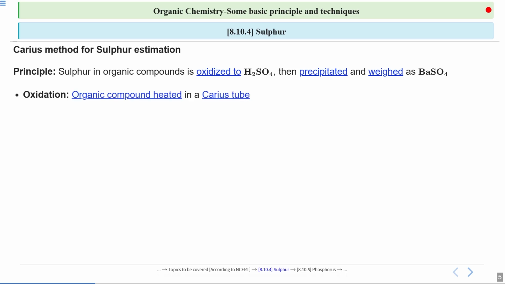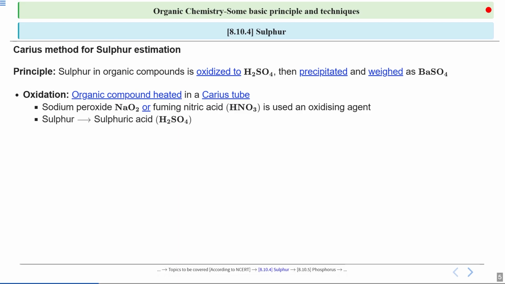Moving on to the oxidation step, the organic compound is heated in a Carius tube. This is a special type of glass tube used to safely conduct reactions at high temperature and pressure. In this step, sodium peroxide or fuming nitric acid is used as the oxidizing agent, and these chemicals help convert the sulfur into sulfuric acid. Now, what is the formula for sulfuric acid? Of course, it is H2SO4.